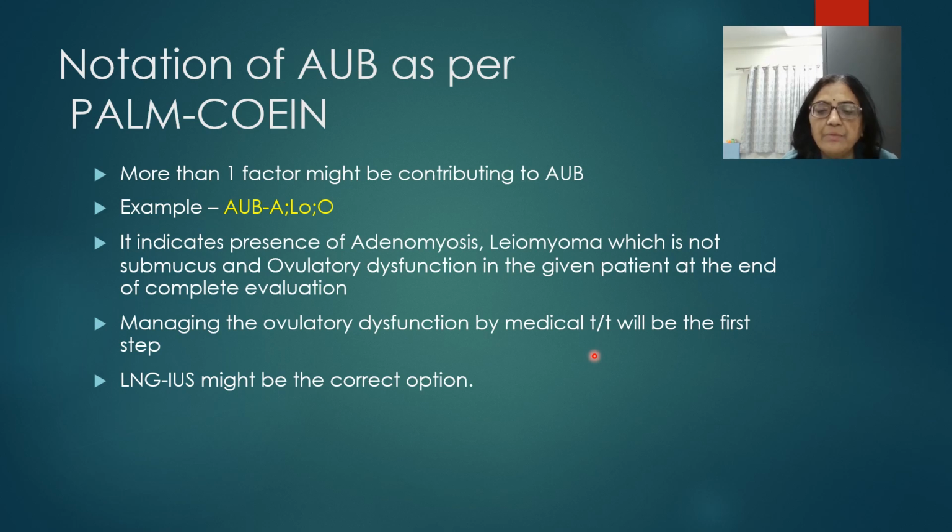That might be the first. And if hormonal treatment is contraindicated, we can even try non-hormonal drugs also. LNG-IUS might be the correct option in this patient because the emerging evidence shows that LNG-IUS helps in adenomyosis, leiomyoma, as well as in ovulatory dysfunction.